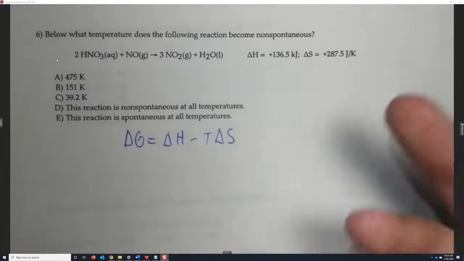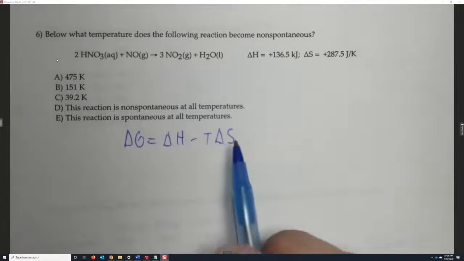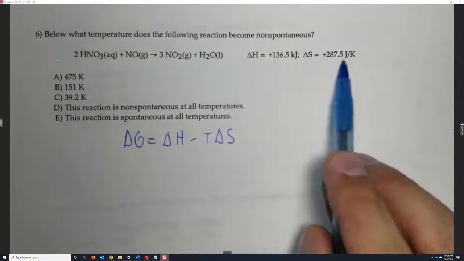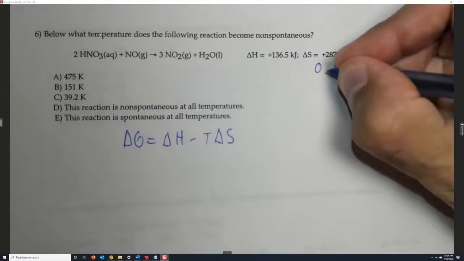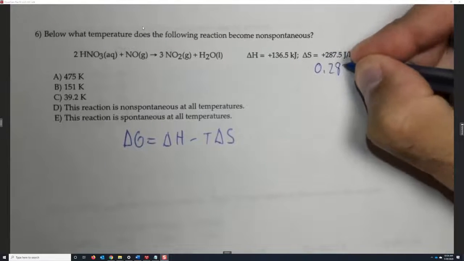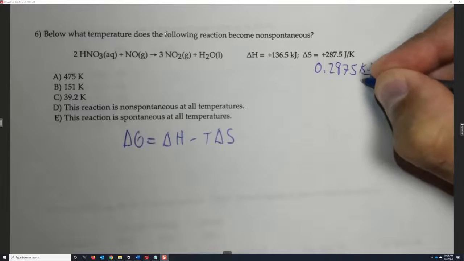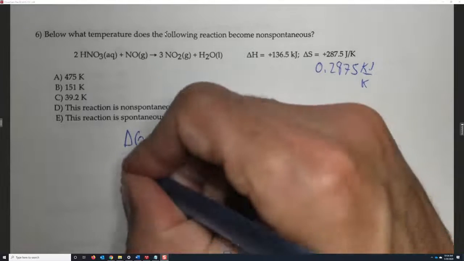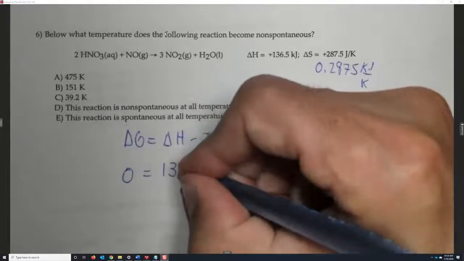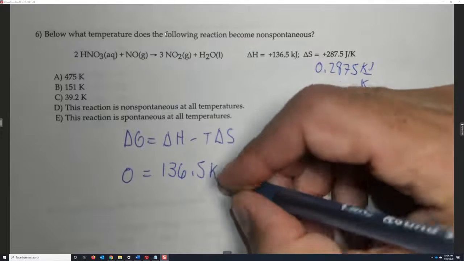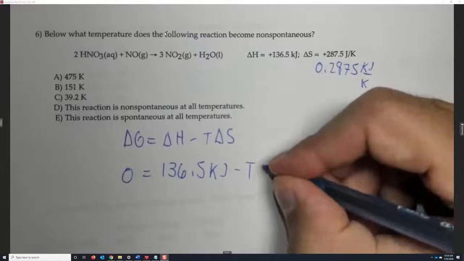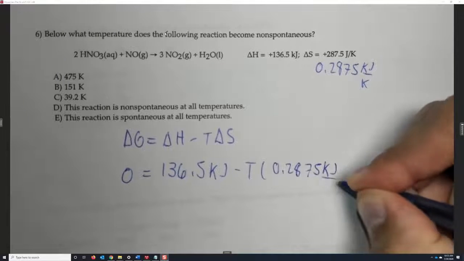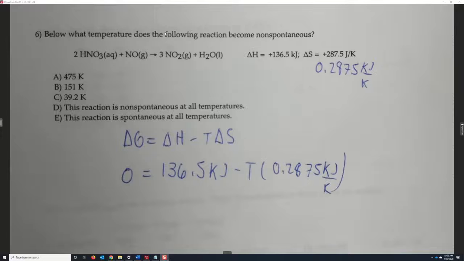So delta G is 0. That's the flip between positive or negative. Delta H is given and delta S is given. But you have to be careful because delta H is in kilojoules and delta S is in joules. So we need to divide this by 1,000 and put it as 0.2875 kilojoules per K. So we have kilojoules and kilojoules, just like we did in the homework. So 0 equals 136.5 kilojoules minus T times 0.2875 kilojoules per K.